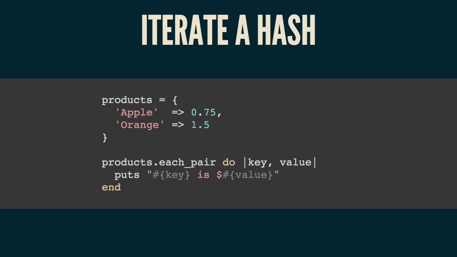And again, like array, we can iterate a hash. But this time when we're passing a variable to a block, we actually have to pass two variables, and we're going to use the method each pair instead of each. You may have already guessed that hash also inherits from enumerable.